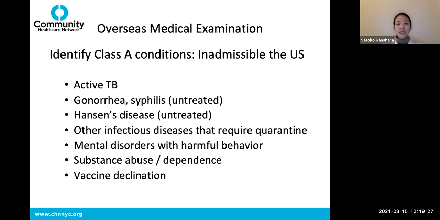These include active TB, untreated gonorrhea, syphilis, Hansen's disease, which is leprosy. If they're untreated and infectious, they can't come in. Other infectious diseases that require quarantine, serious mental disorders with harmful behavior, serious substance abuse and dependence. Vaccine declination is not listed on all of them, but I have seen that in some of the documentation if there is concern that they could have infectious disease due to declining vaccinations.